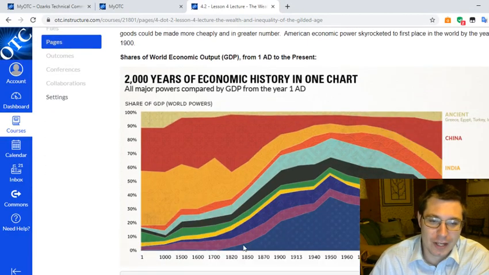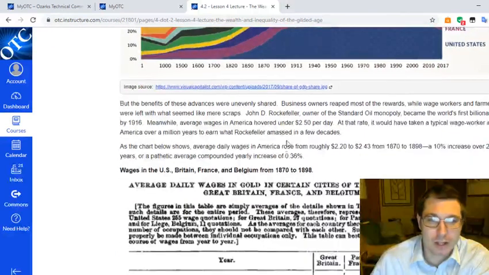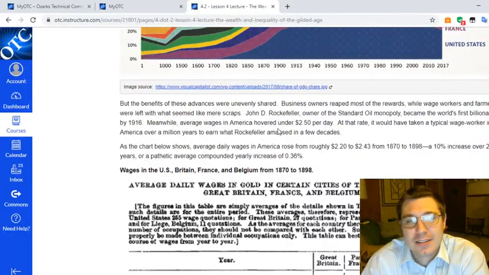And here's a chart of that showing that by the year 1900, America was the largest economy in the world, coming from nothing in the 1700s, outpacing Britain, France, Russia, China, Germany. But the benefits of these advances were unevenly shared. Business owners reaped most of the rewards, while wage workers and farmers were left with what seemed like mere scraps.